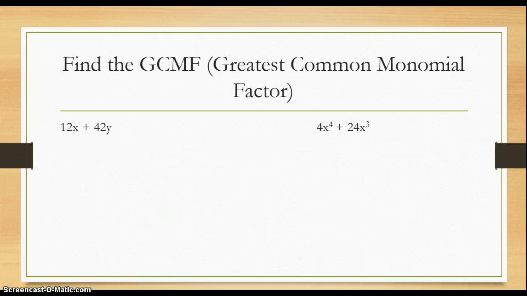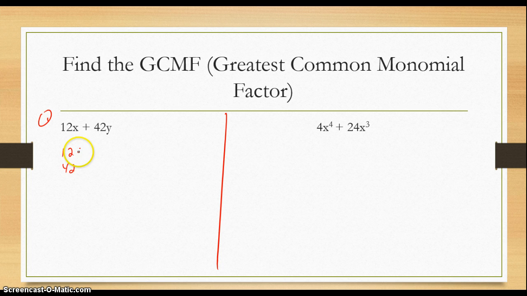So the first thing before we include that equals 0 again is we've got to talk about finding the GCMF, which means the greatest common monomial factor. This is two problems here, so let's look at problem number 1. Now we're going back to when we learned about greatest common factor. We have 12x plus 42y. The first thing that I like to look at is the variables. So we have an x here and a y here, so they do not have any variables in common. But now we have 12 and 42.